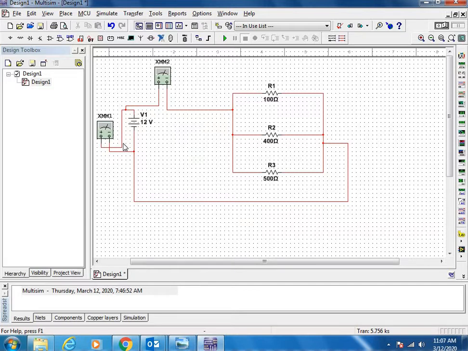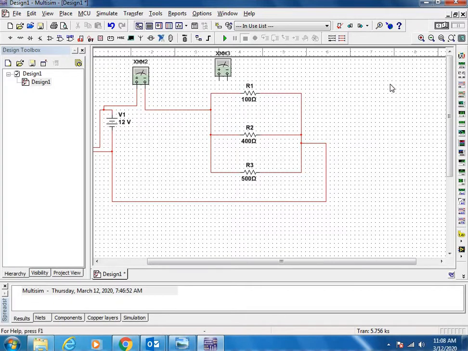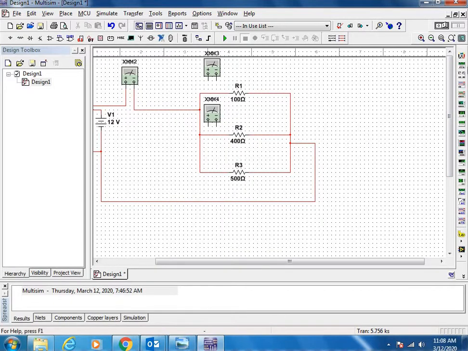Since it is connected in parallel, each branch will have the same voltage, equal to 12 volts. But since there are three different loops, there will be three different currents based on the respective resistance. So to measure the individual branch currents, we will use another three multimeters. Select meters 3, 4, 5.